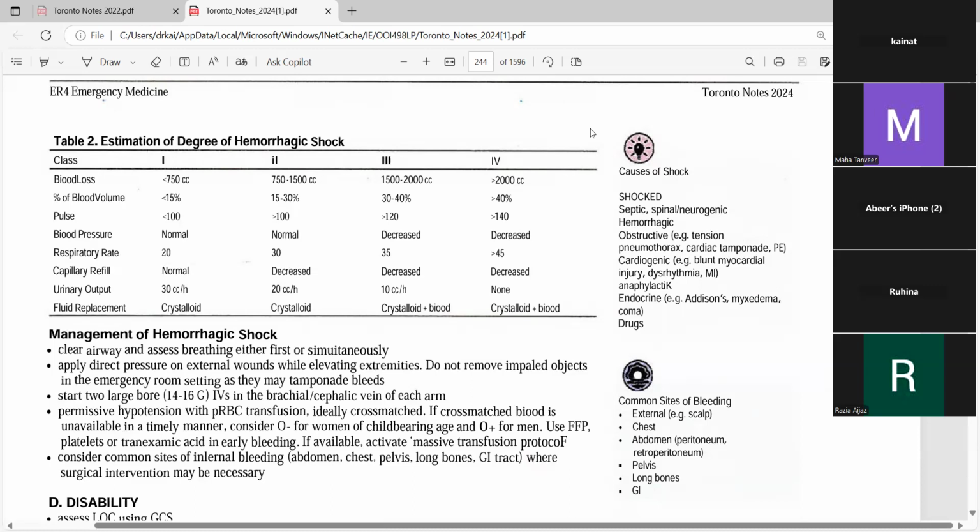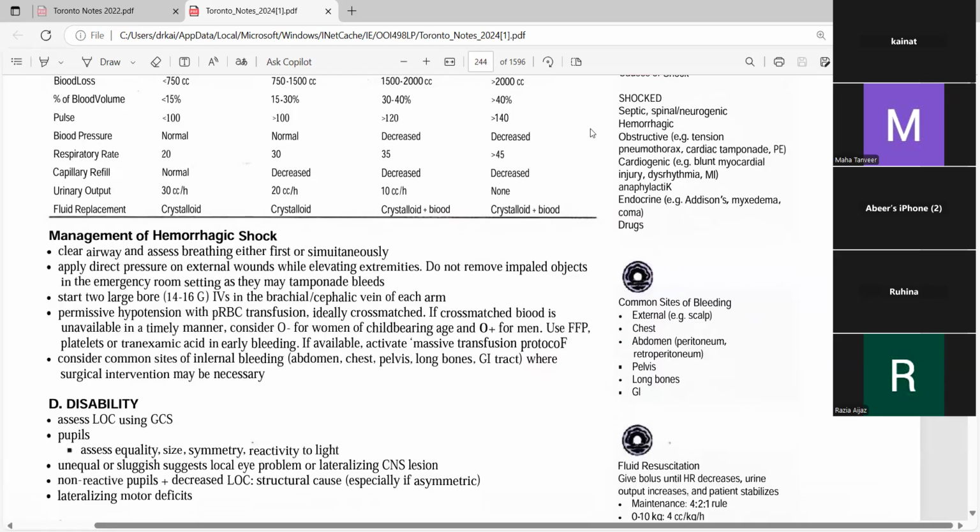Management of hemorrhagic shock, very, very important. And they do like to ask this one because it comes with a motor vehicle collision or any kind of stab wound or any kind of injury. Then you start with clearing the airway and assessing breathing, either first or simultaneously. Apply direct pressure on external wounds while elevating the extremities if there is any injury. Do not remove implanted objects in the emergency room setting, as they may tamponade the bleeding.